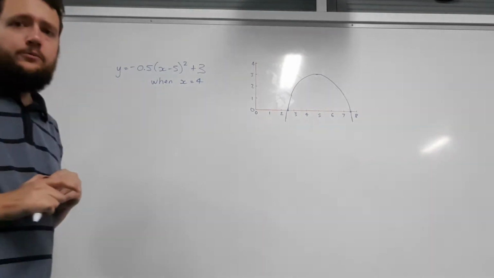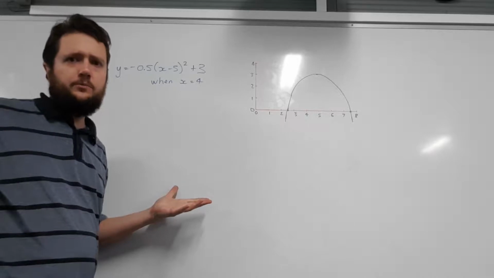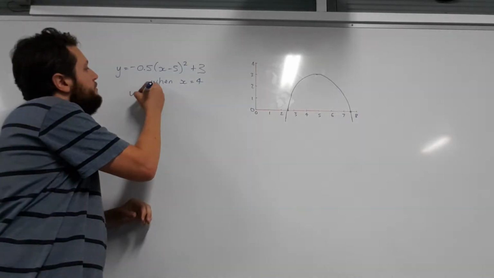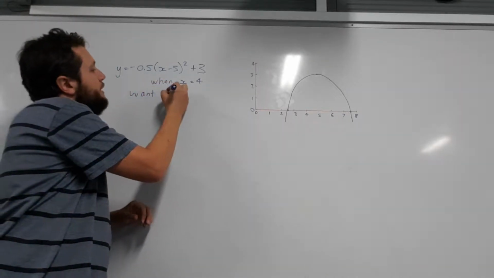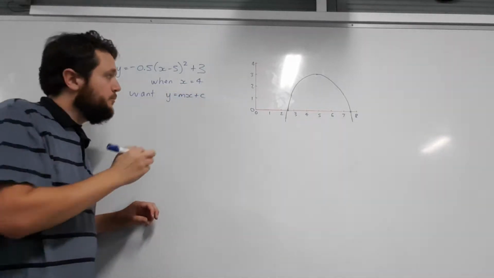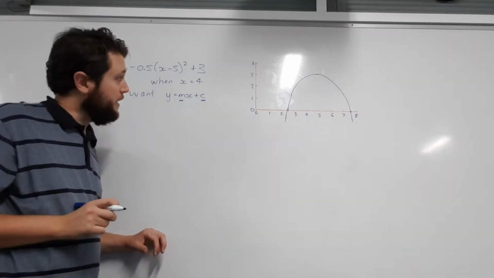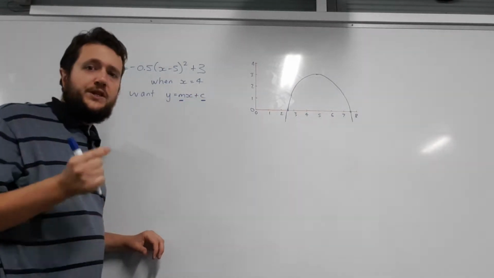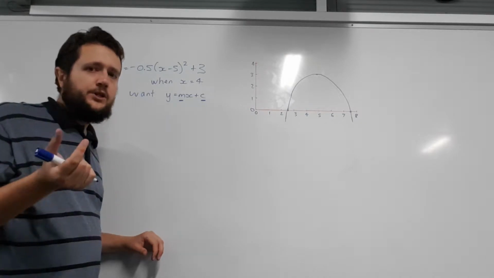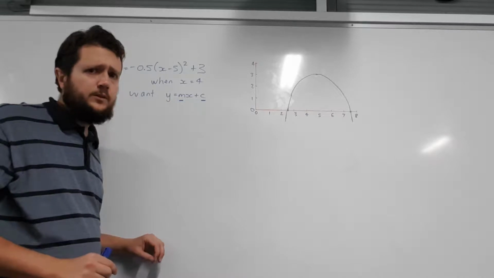Now, you may recall that the tangent line is a linear equation, y equals mx plus c. So we want to find y equals mx plus c. We need m, we need c. To find m, of course, is the gradient. So the first question is, what is the gradient of this line when x equals 4?